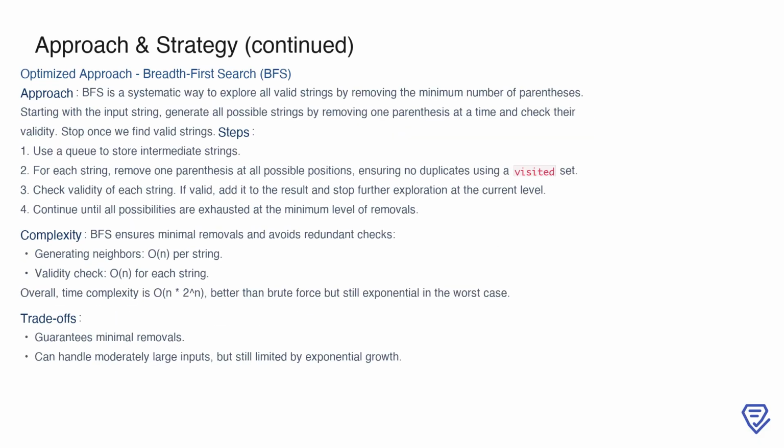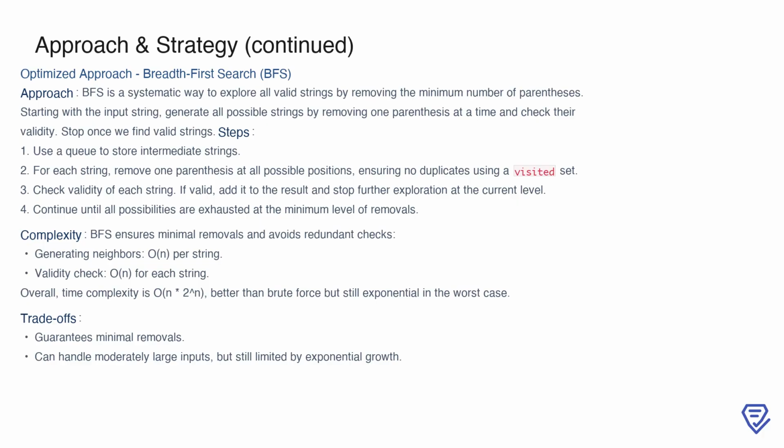A more efficient alternative is the breadth-first search approach. BFS systematically explores possible strings level by level, ensuring that the first valid strings we encounter involve the minimum number of removals. Starting with the input string, we generate new strings by removing one parenthesis at a time, checking each for validity. To avoid redundant checks, we use a visited set to store strings we've already processed. If a string is valid, it's added to the result, and we stop exploring further at the current level. This ensures that we only find valid strings with minimal removals.